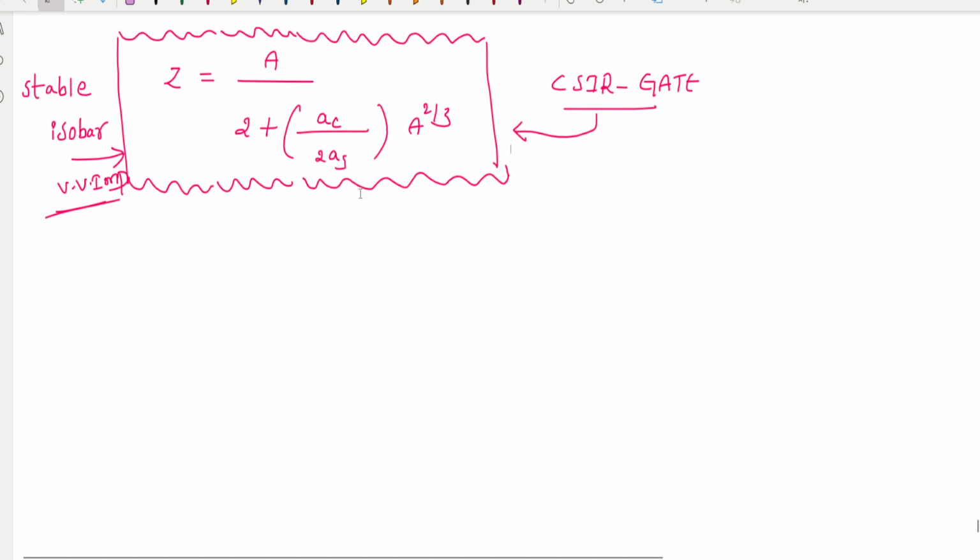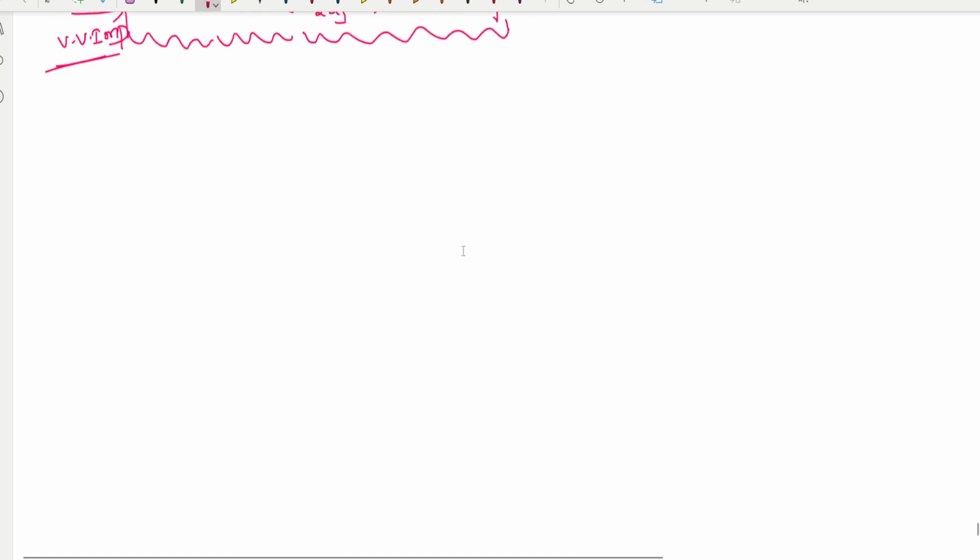So many CSIR NET GATE questions are asked by using this formula. Okay. So this is a very important formula in nuclear physics, not particle physics. Nuclear physics. Okay. So today our aim is to derive this stable isobar formula. That's it.